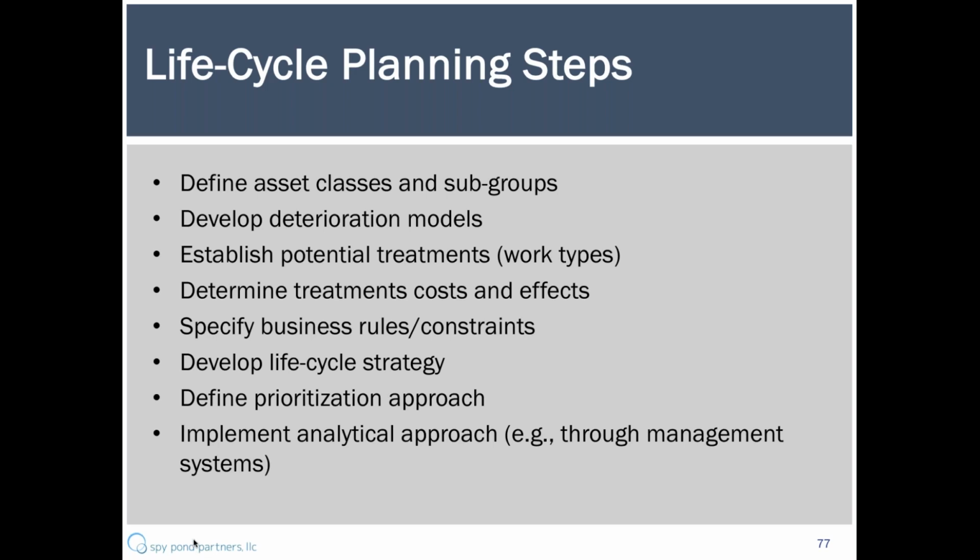So with the business rules and constraints, the information on treatments, and a model of how assets deteriorate, you then can develop a life cycle strategy for each asset class or subgroup. And as part of that, also figure out how you're going to prioritize actions if you don't have enough money to follow the strategy. Usually the strategy is going to deliver the best results at minimum cost or within a certain range of costs, but if you don't have that money, then you have to prioritize.